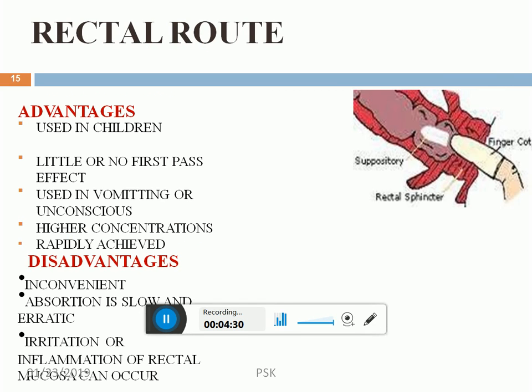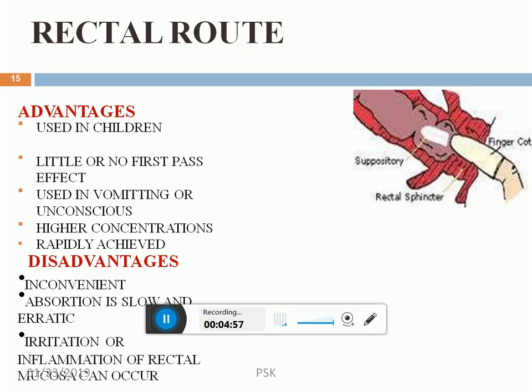The next one is the rectal route, with its advantages and disadvantages. The advantages: you can use it in children, there is little or no first pass effect, and it can be used when the patient is vomiting or unconscious. You can give the drug molecule via the rectal route, and a higher concentration is rapidly achieved.